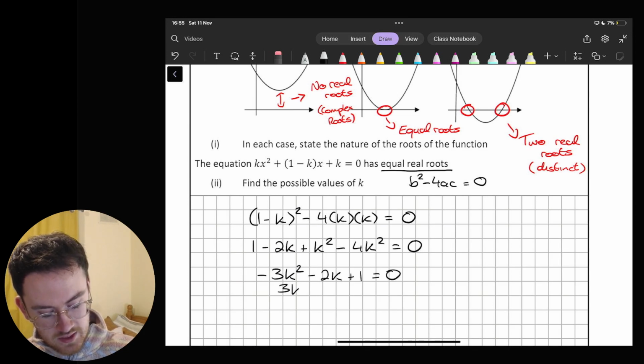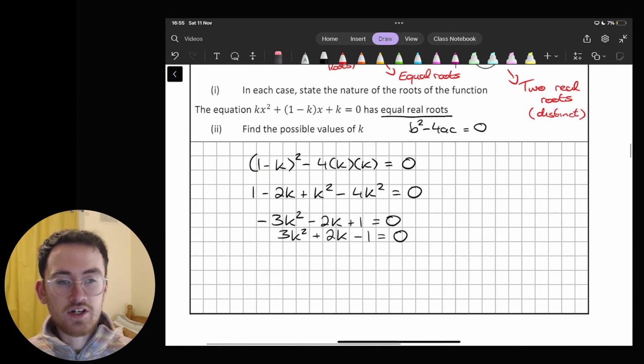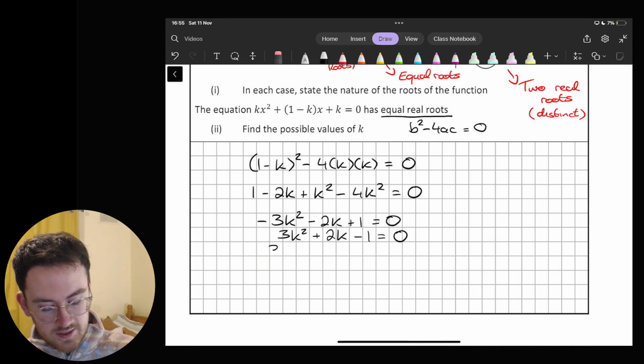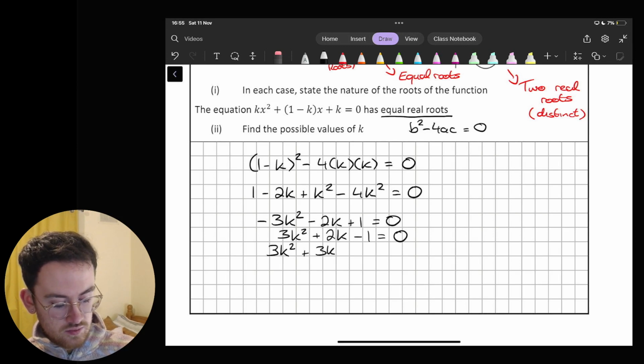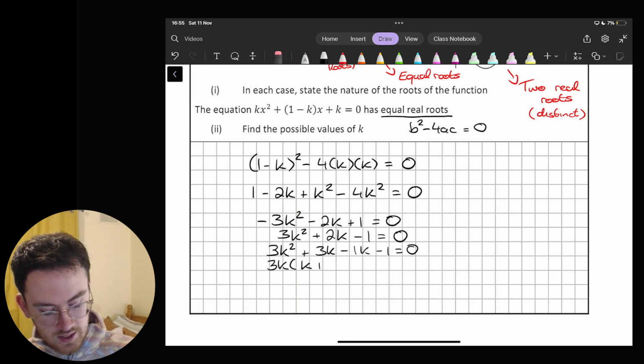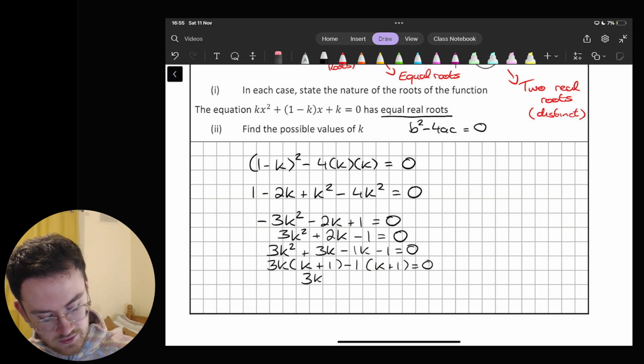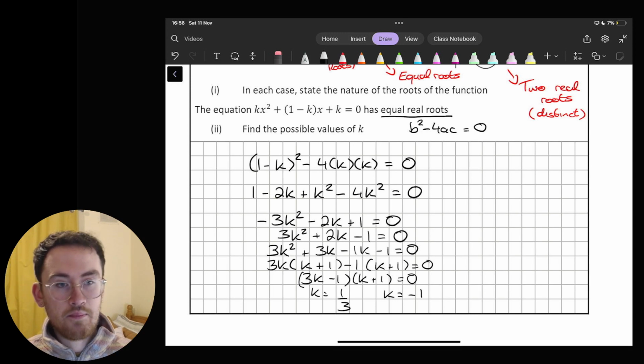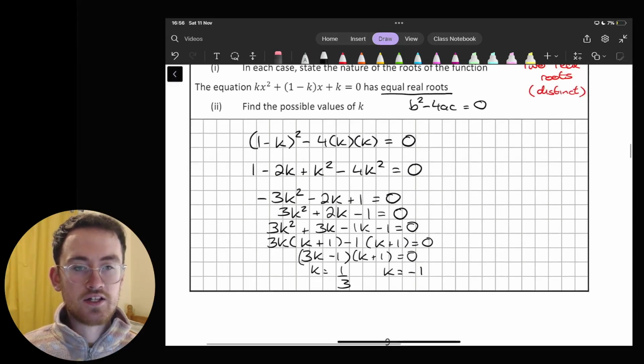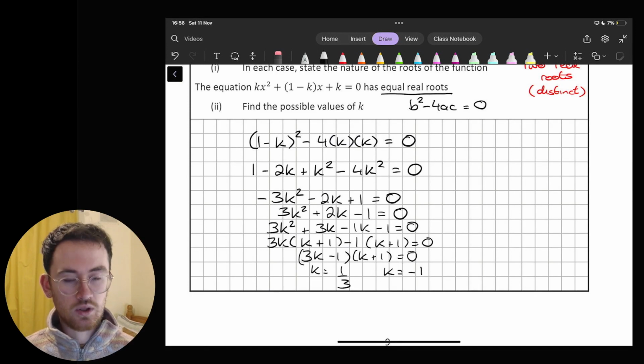Let's divide across by minus 1 there. Okay, and again, I'm looking for now two numbers that will multiply to give me minus 3 but add to give me 2. So plus 3 minus 1. So taking out 3k, I get k plus 1. Taking out minus 1, I get k plus 1. So we get 3k minus 1 and k plus 1. So k equals 1 over 3 and k equals minus 1. So those are the two possible values of k for which that equation has equal real roots.